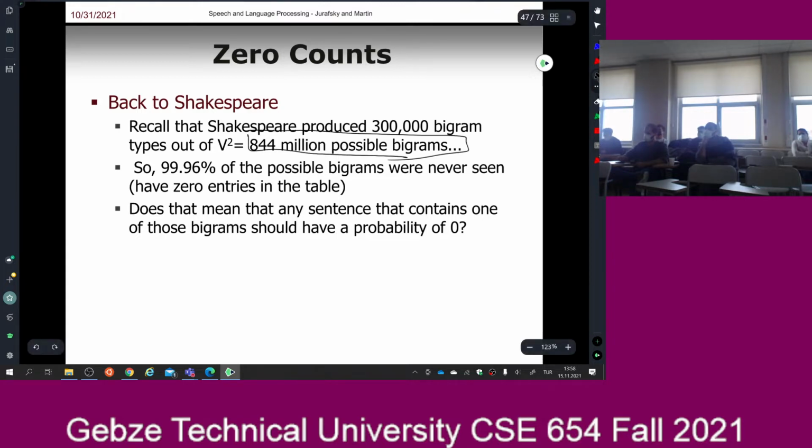Does that mean that any sentence that contains one of those bigrams should have a probability of zero? Of course not. Even if that bigram did not happen in Shakespeare's data set, we shouldn't estimate their probabilities as zero. That's what we are going to look at. This is a zero count.